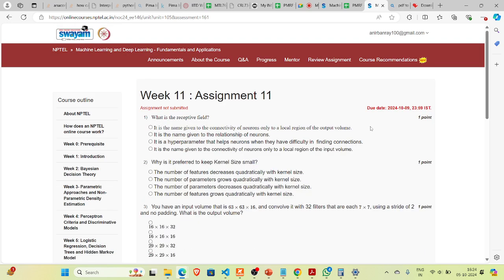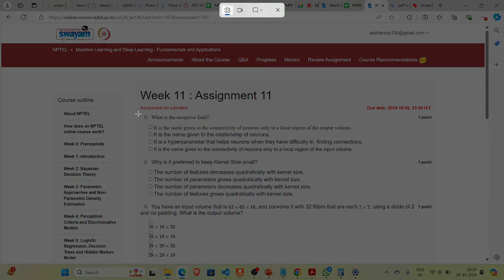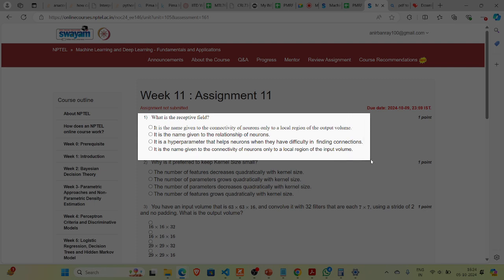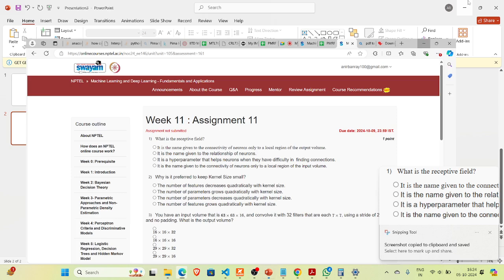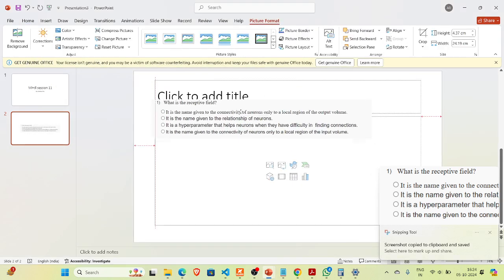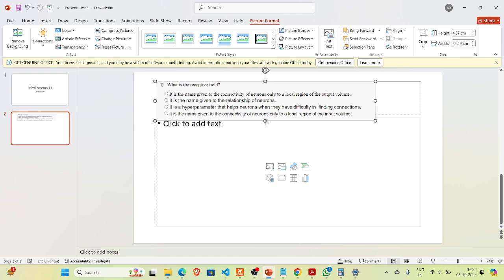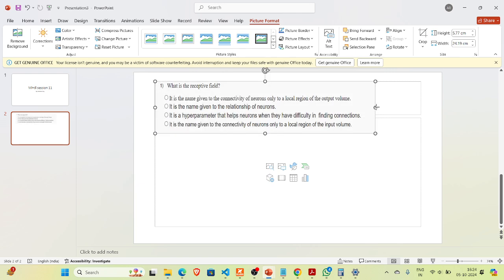So the first question is, what is the receptive field? Let's check out this problem. Receptive field is the filter that we're using. The area that it covers is the receptive field. So let's check out the options. It is the name given to the connectivity of neurons only to a local region of the output volume. It is not of the output volume but of the input volume. So the option is D.